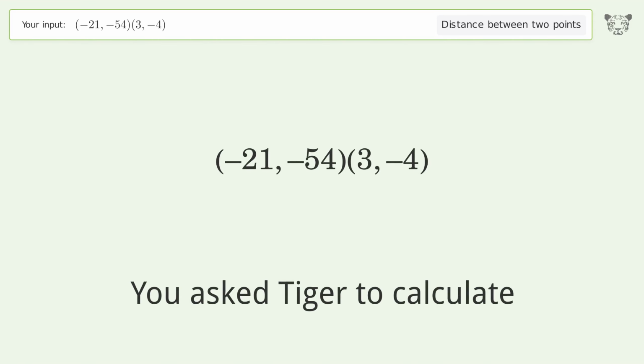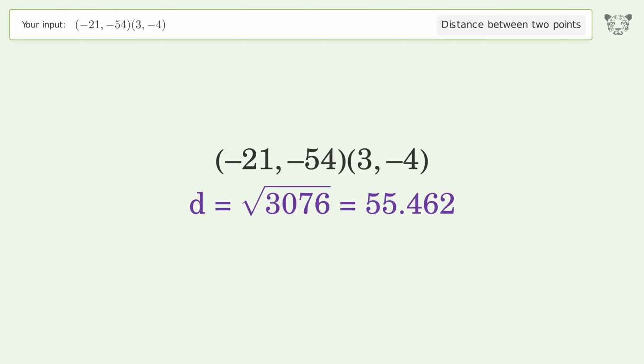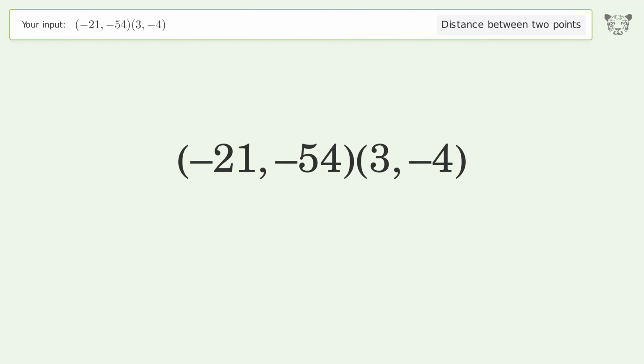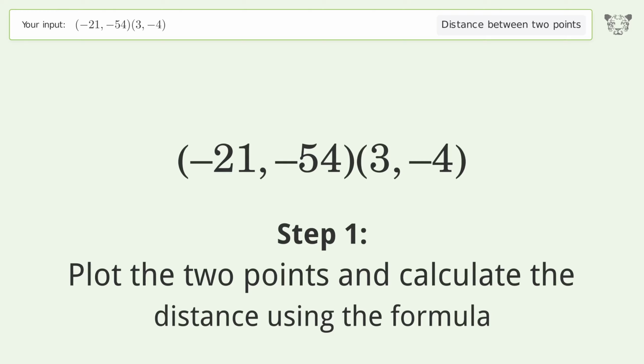You ask Tiger to calculate. This deals with the distance between 2 points. The distance between the 2 points is the square root of 3076, or 55.462. Let's solve it step by step. Plot the 2 points and calculate the distance using the formula.